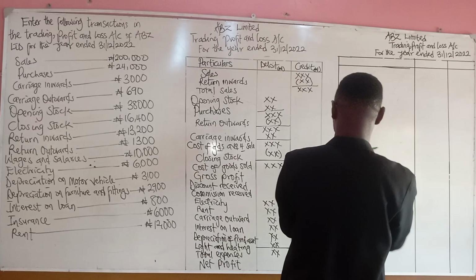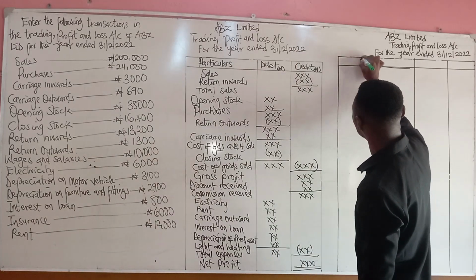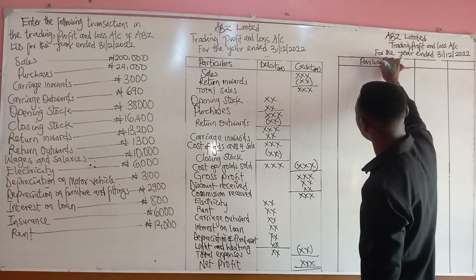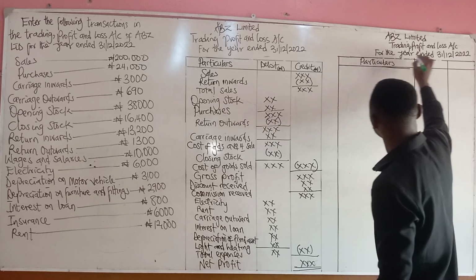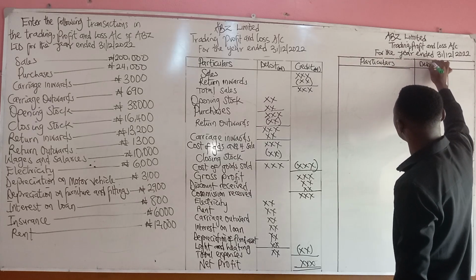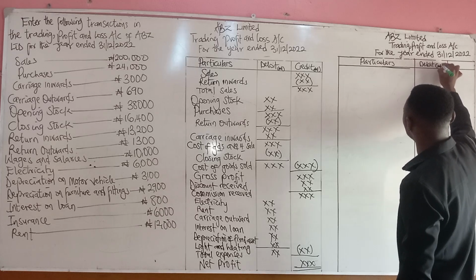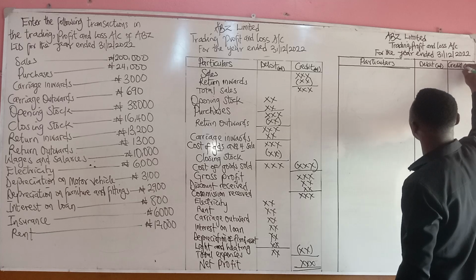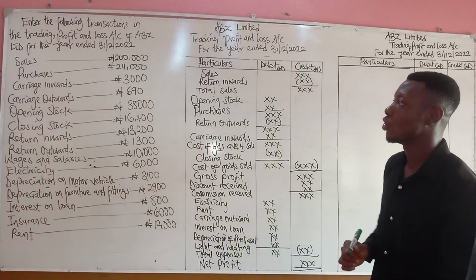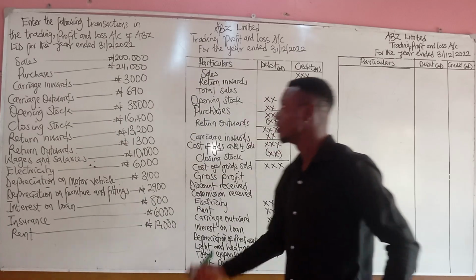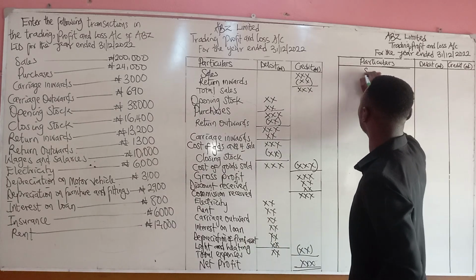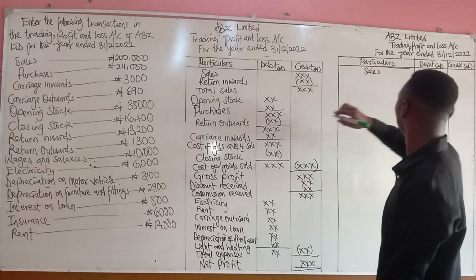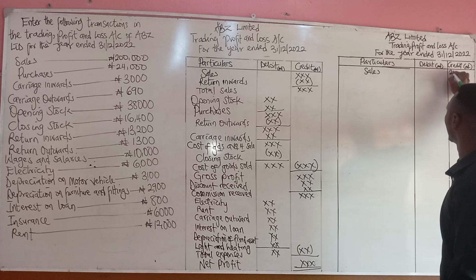So I'm going to use my ruler to do my 3 columns where we will have our particulars. Alright, so this is my ruling, this is particulars. This is my debit and my currency sign. This is my credit and my currency sign. So the first thing we have is sales. So I put my sales. Sales is 200,000 to the credit side.